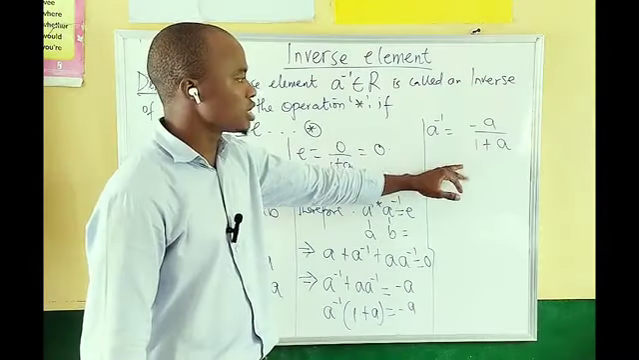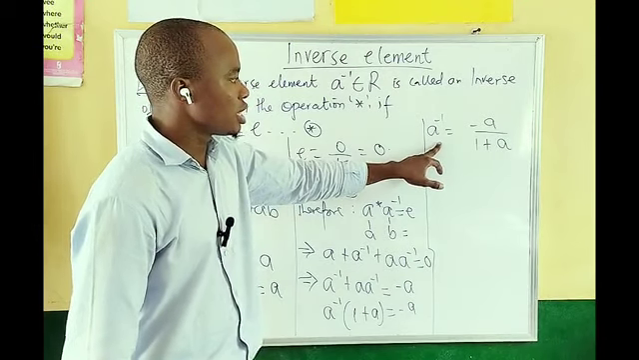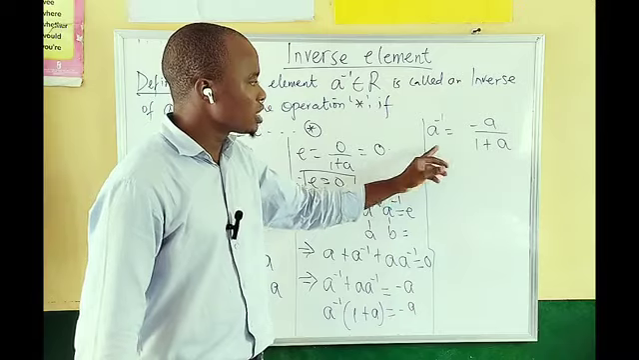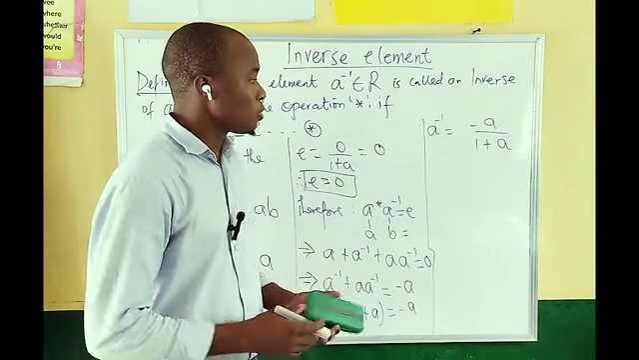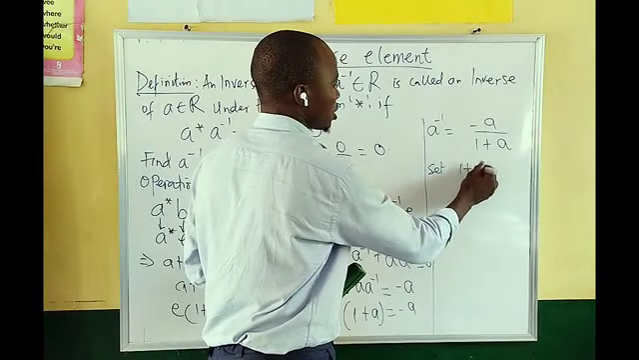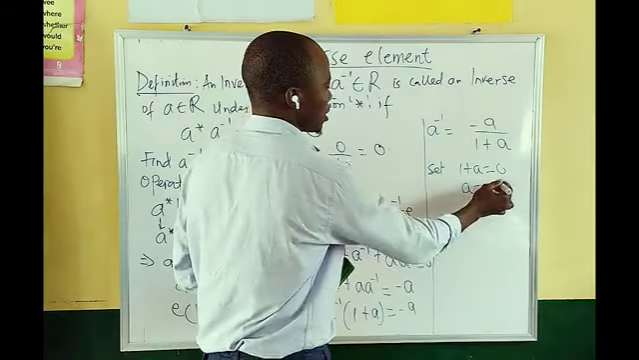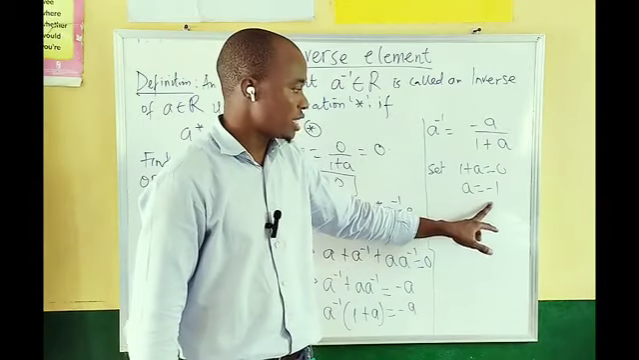So now let's say you want to determine the point that doesn't have an inverse. In the set of real numbers, what you are going to do is set the denominator 1 plus a equal to 0. So we are going to have a to be minus 1. Definitely at the point a equals minus 1.